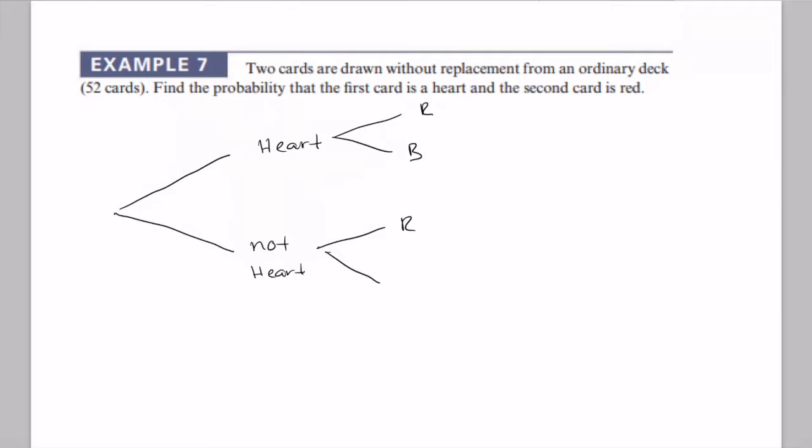7. Two cards are drawn without replacement from an ordinary deck of cards. Find the probability that the first card is a heart and the second card is red. Okay. So first card is a heart, not a heart. And then we have red, black, red, black.